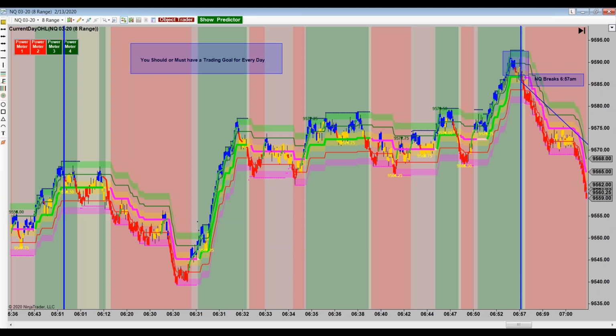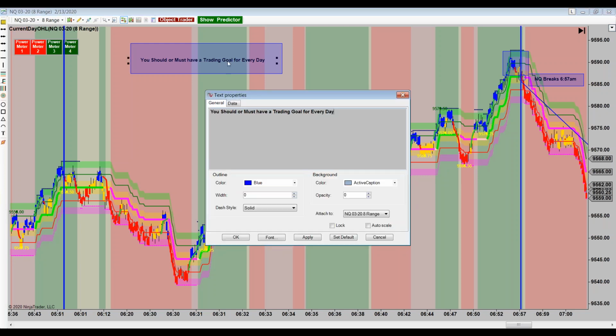You got to have a trading goal because the goal tells you when to stop trading. Okay? That's what this is all about. You have to know. Most traders fail because they don't do this. You know that, right? A lot of traders fail because they don't do this one simple thing. You stop trading when you hit your goal.